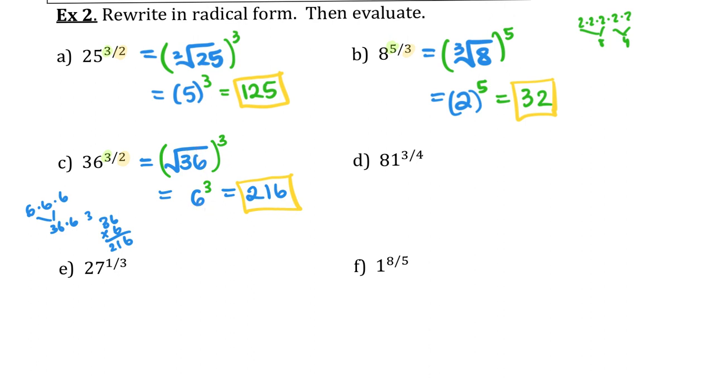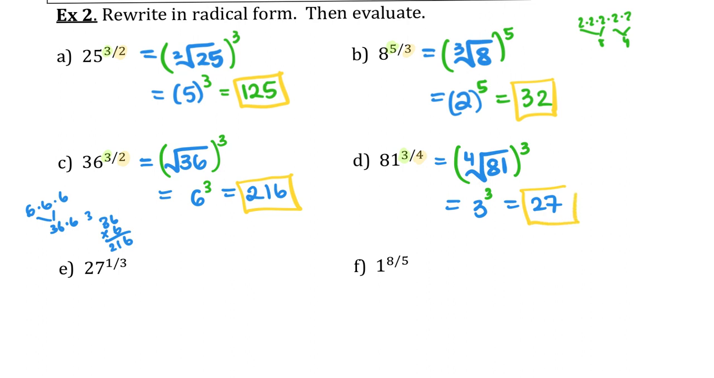Okay, 81 to the 3/4. Exponent is a fraction. Bottom number is the root index. So the 4th root of 81. And then after I do the 4th root of 81, I'm going to raise it to the 3rd power. Okay, 4th root of 81 is actually 3. And I'm going to raise it to the 3rd. And then 3 times 3 is 9, times 3 is 27.